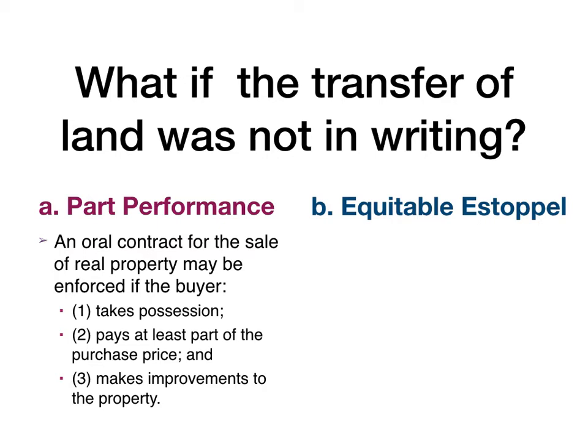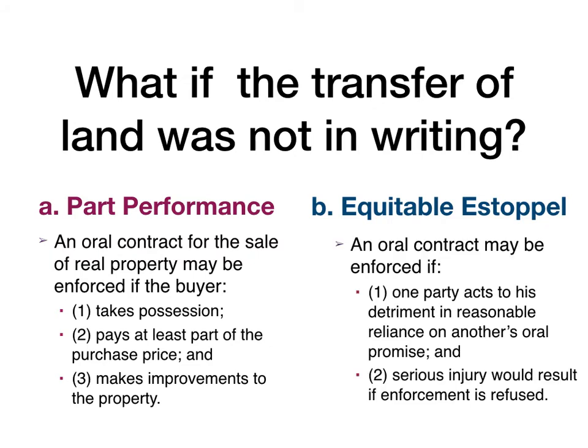Well, let's say you don't have these elements. Is there another doctrine you can use? Yes, it's called equitable estoppel. It says that an oral contract may be enforced if one party acts to his detriment in reasonable reliance on another's oral promise, and there is serious injury that would result if enforcement is refused.